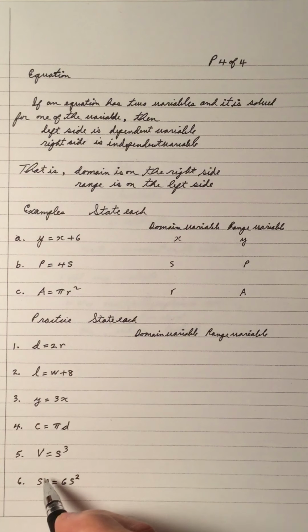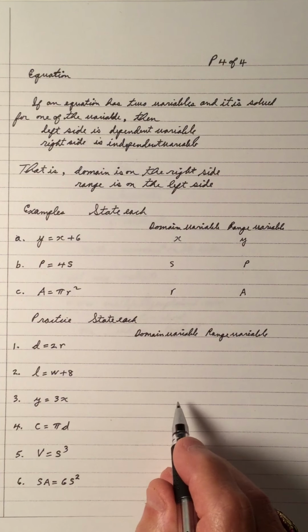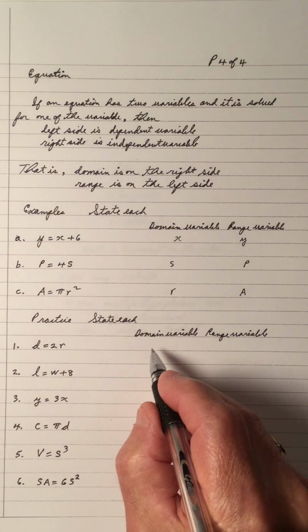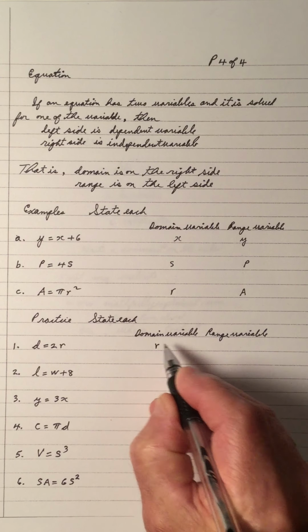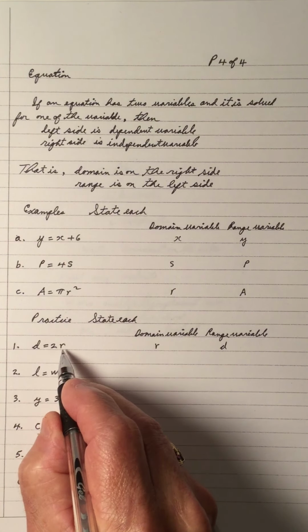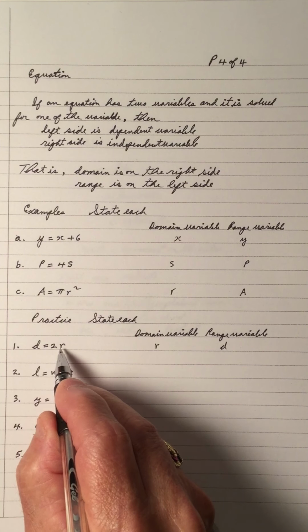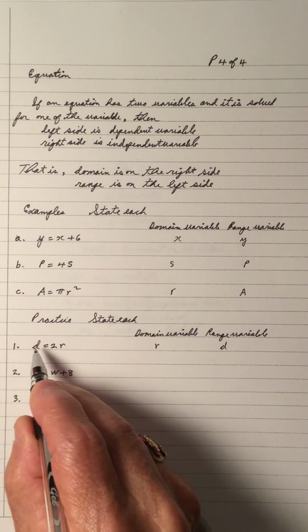Practice. I have six of them here. Pause the video and work out these answers and play it back to see if you're right. Domain is r. The range is d. Think of it: the diameter is twice the radius. So the diameter depends on the radius. So that's your independent, that's your dependent.